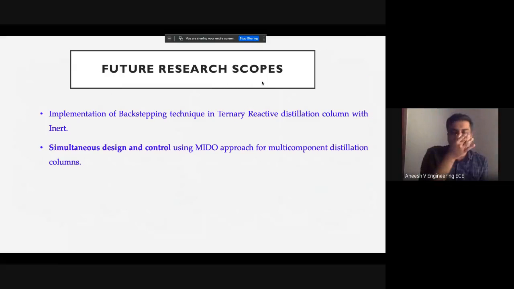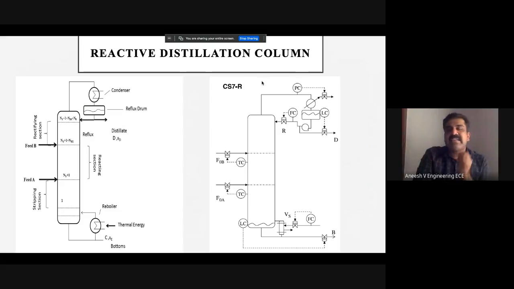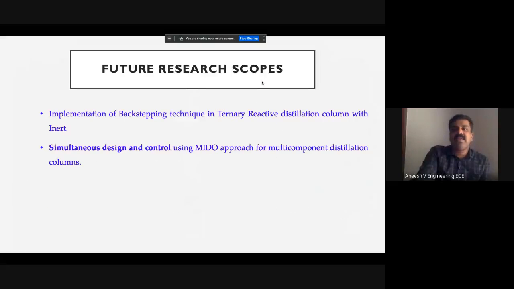Then, what is the particular thing for future research scope? So far a reactive distillation column has been implemented. Then two, the ternary reactive distillation column is a complex task. If anyone wants to do research on the backstepping technique, this is one problem for you: implementation of the backstepping technique in a ternary reactive distillation column. Yet no one has designed this particular process, because the ternary system has three products. A and B are the inputs and one output, with some inert components.